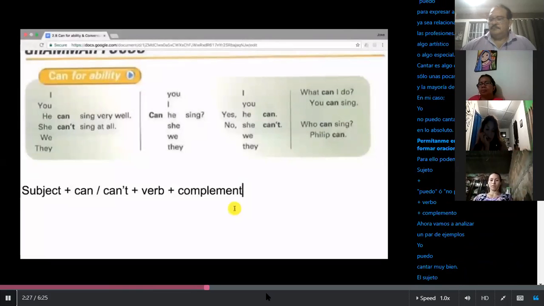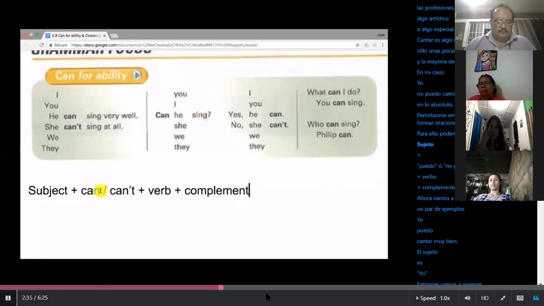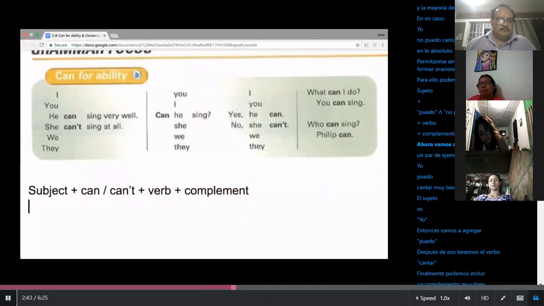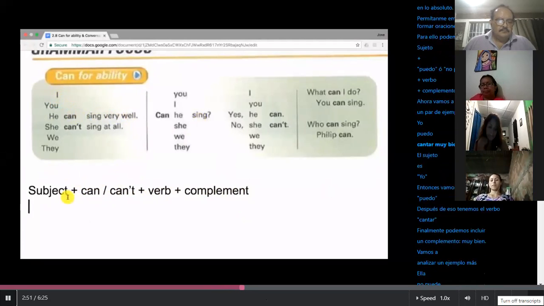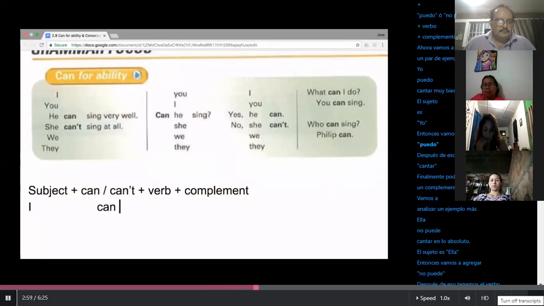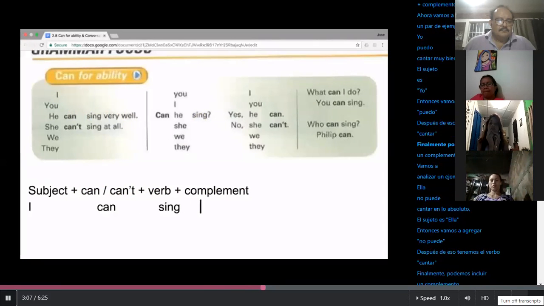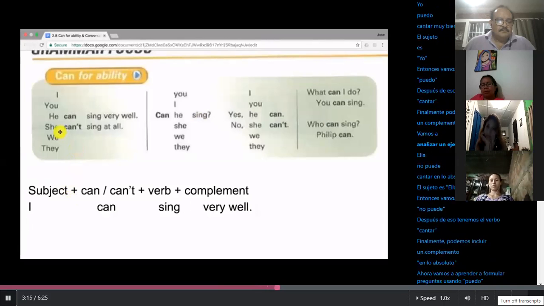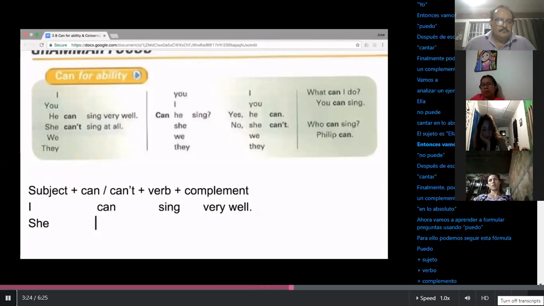Let me get started by explaining how to form statements with can. To do this, we can follow this formula. Subject plus can or can't, plus the verb, plus complement. Now let's analyze a couple of examples. I can sing very well. The subject is I. Then we're going to add can. After that, we have the verb sing. Finally, we have a complement. Let's analyze one more example. She can't sing at all. The subject is she. Then we're going to add can't.